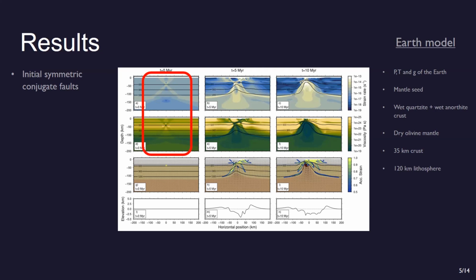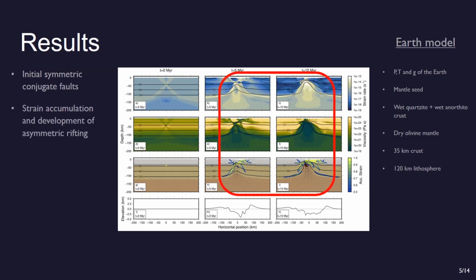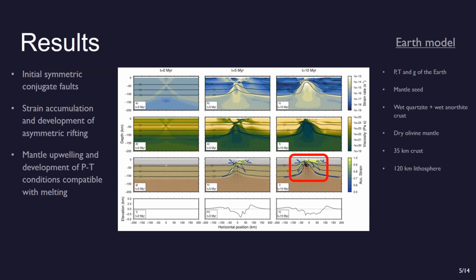We have symmetric conjugate faults, but then next we very quickly start to go into asymmetric rifting, and there's a lot of strain accumulation. And then next, you will see that there is mantle upwelling, and there's also some melting, which is this dark brown color in the middle there. And then next, you can see that there is some topography being developed. So this is basically a pretty standard rift model for the Earth.